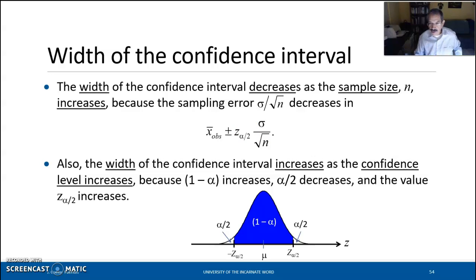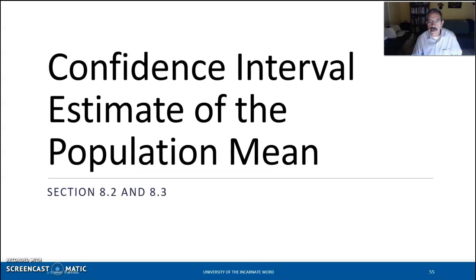And I think I assigned a homework problem where I ask you to calculate the confidence interval for different levels of confidence, and you see how it does increase. All right, I'm going to stop here. In the next section, we're going to start now using that definition of the confidence interval and start calculating confidence interval limits.